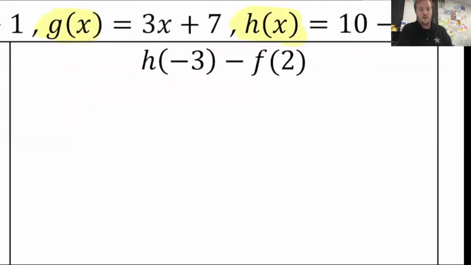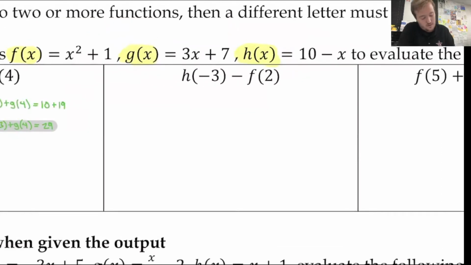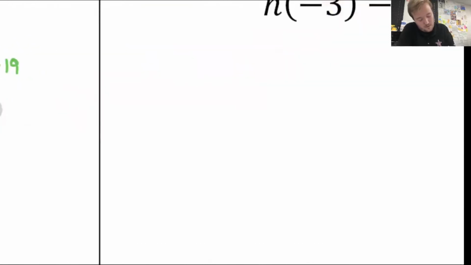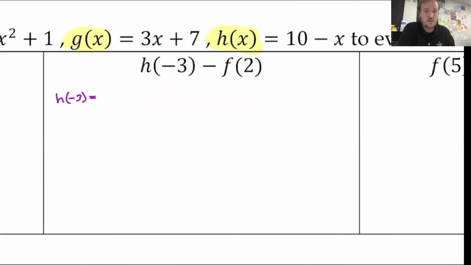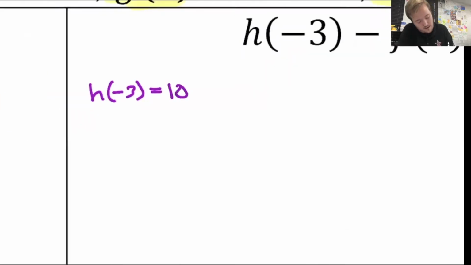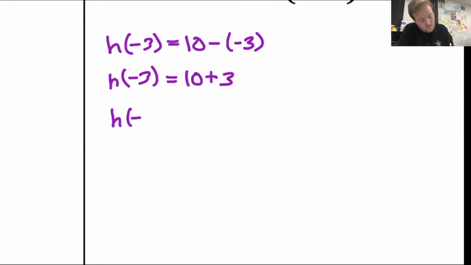Okay. So for this next one, now we have h of negative 3 minus f of 2. All right, so let's get rid of these. Actually, no, let's keep that. So once again, I'm going to do all the actual individual values on the side. So h of negative 3. So now I want 10 minus x. So 10 minus negative 3. Now be careful here, because when you subtract a negative, remember, that turns into plus a positive. So that's 10 plus 3. So we're going to have h of negative 3 equals 13.